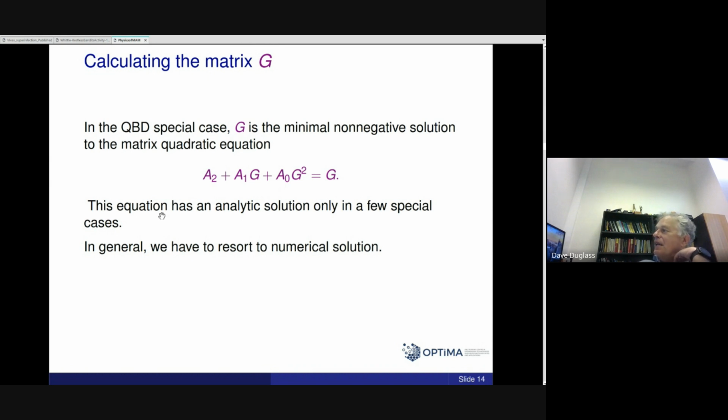It turns out that the equation has an analytical solution only in a few special cases. It's almost impossible in a general case, even when you think you've got a simple quasi-birth and death process, to write an expression for G down analytically. So in general, you have to resort to numerical solution. I'm sorry, I've got a few trucks driving by outside, so I hope it's not noisy.